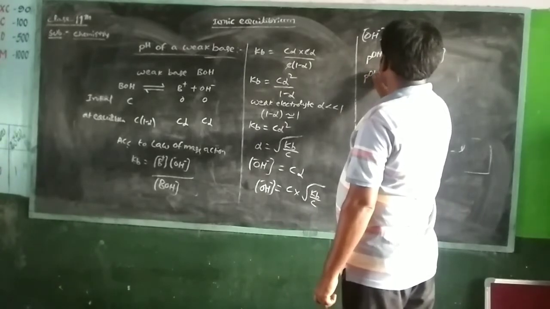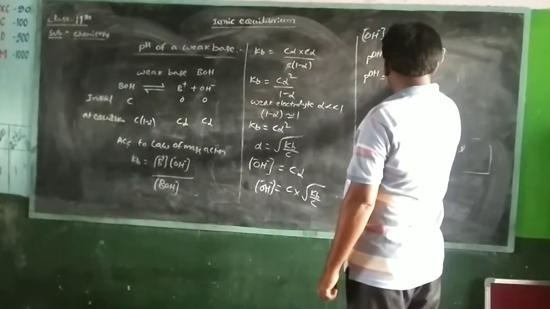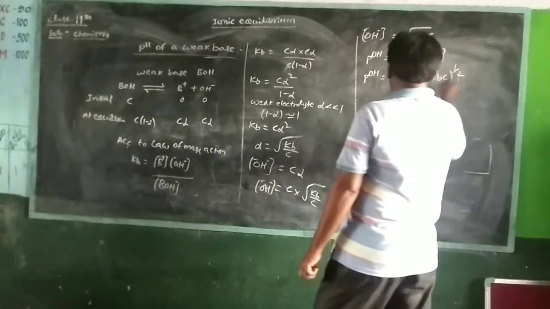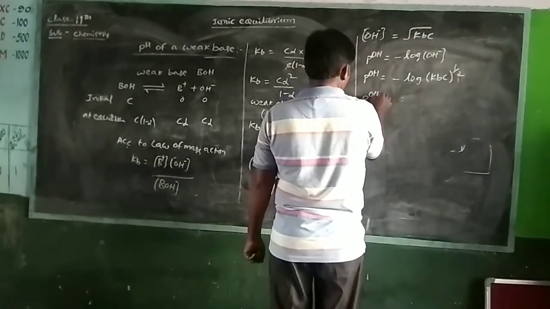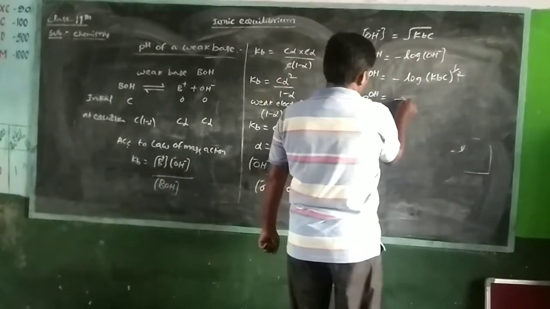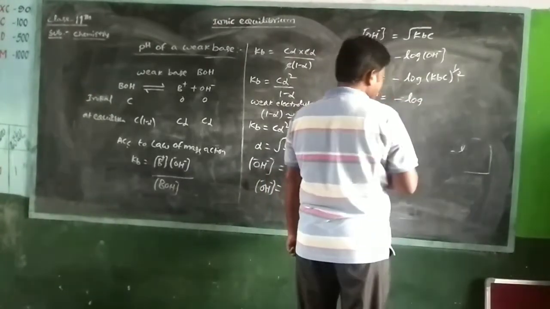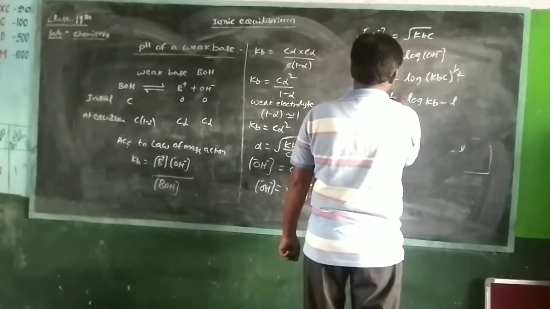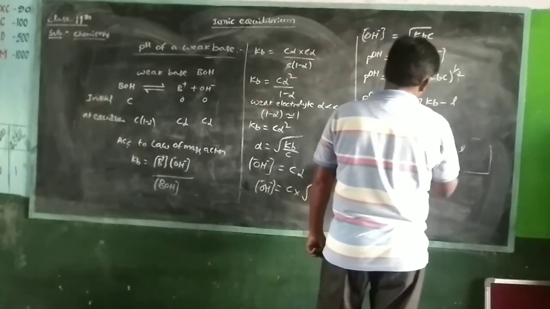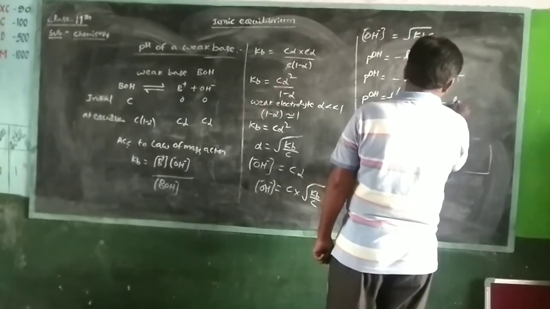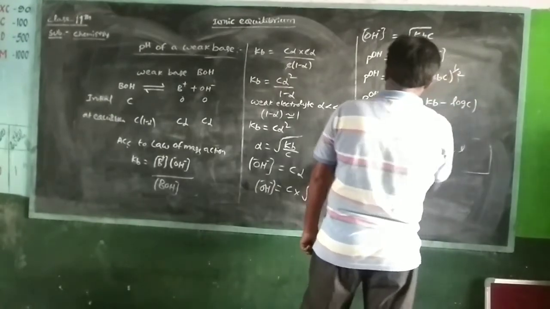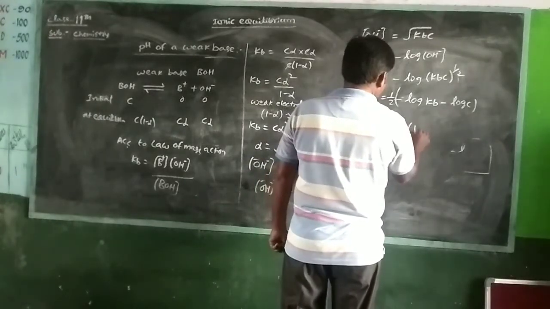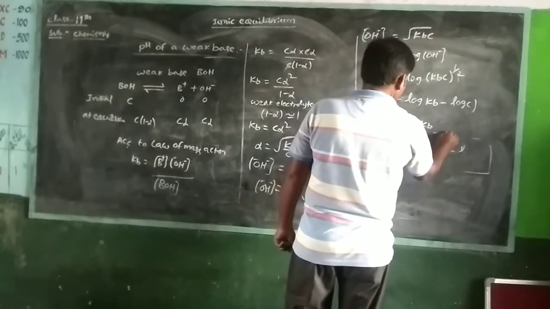pOH is equal to minus log of root KbC, that is, half. You can write pOH is equal to minus half log Kb minus half log C. So pOH is equal to half pKb minus half log C.